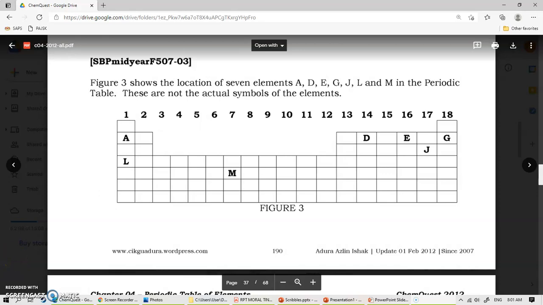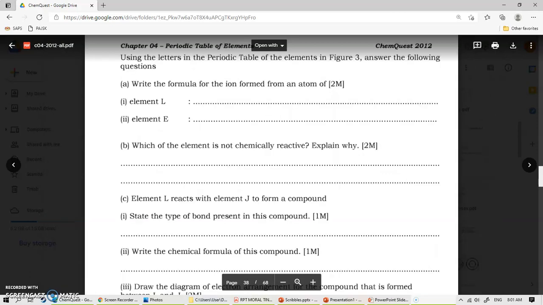Hello everybody, in this video I'm going to answer another structured question on the periodic table of elements. Now once again, in this question they have given you letters that are not the actual symbols of the elements. Let's answer the first question. Write the formula for the ion formed from an atom of element L and element E. Okay, they want the formula for the ion.